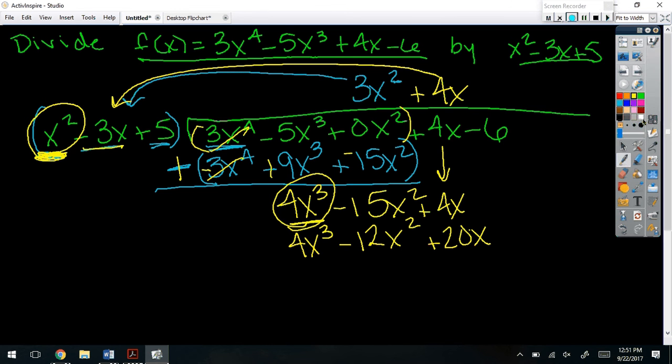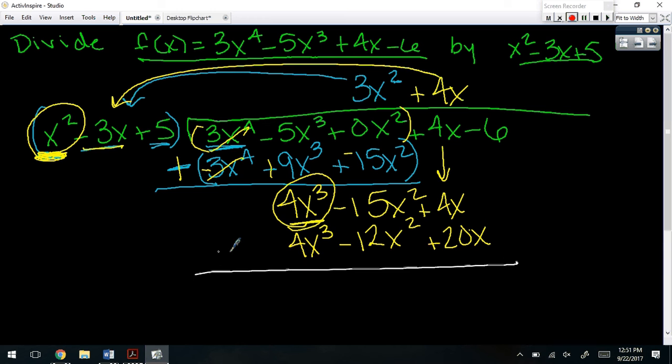Now what? Somebody said it. Subtract, and then the same change. Right? So I'm changing everything here. First terms cancel? Yes. Negative 15x squared plus 12x squared is negative 3x squared. 4x minus 20x is negative 16x. Am I done? Nope.